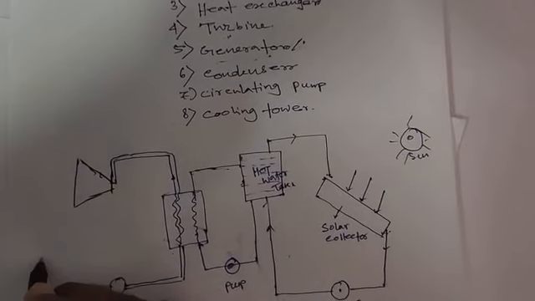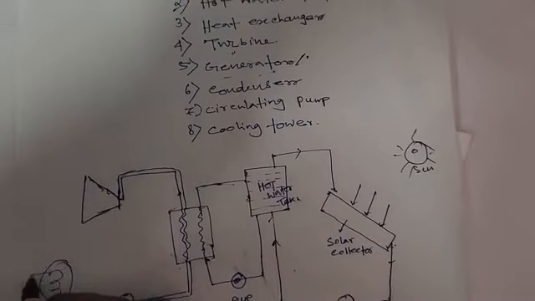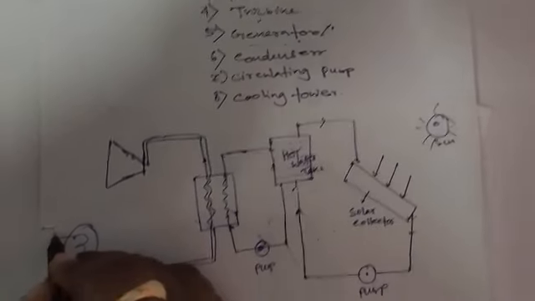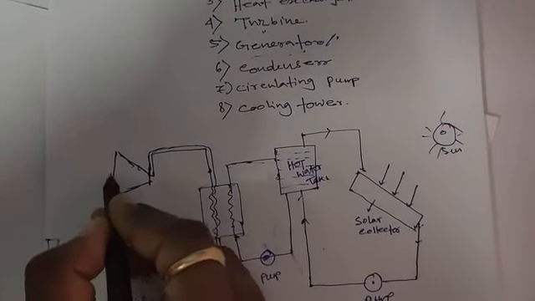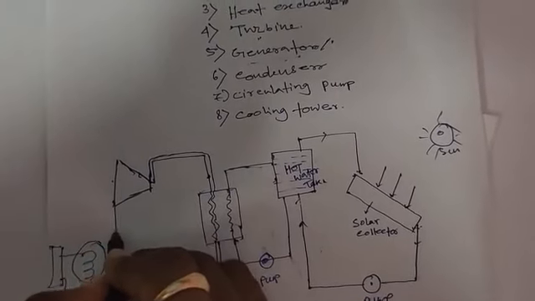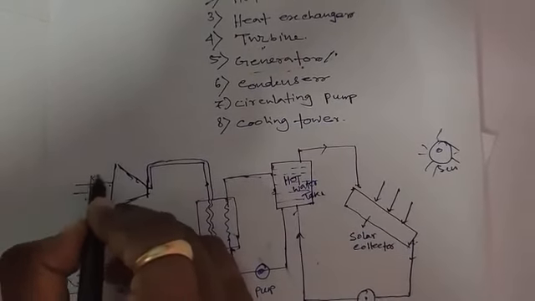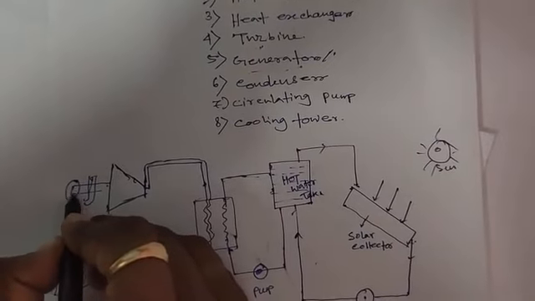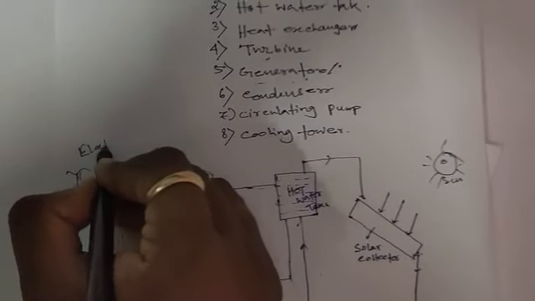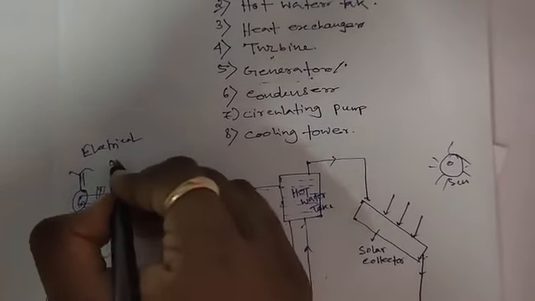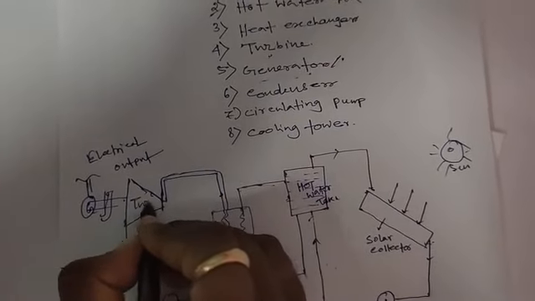Okay, this is the condenser. This is the cooling tower. This is the mechanical coupling. This is the generator, with the electrical output. Okay, this is the turbine.